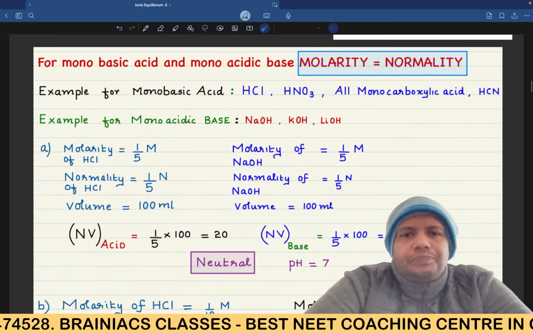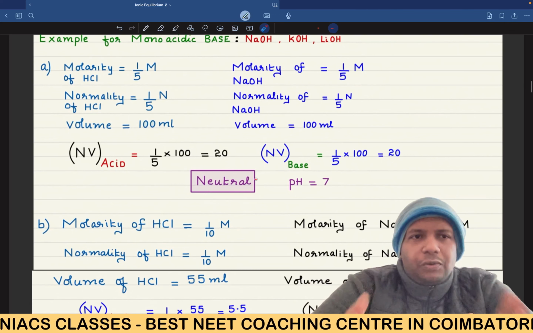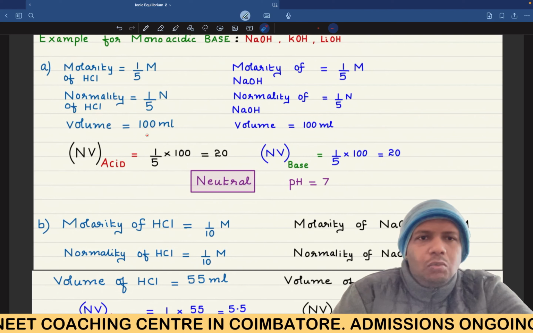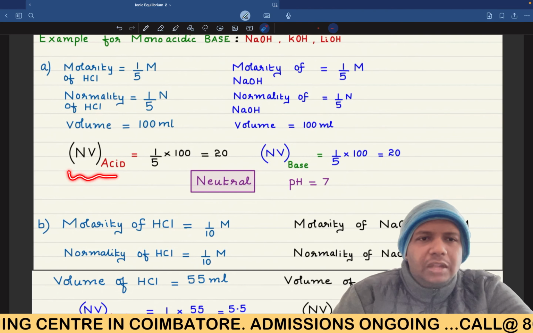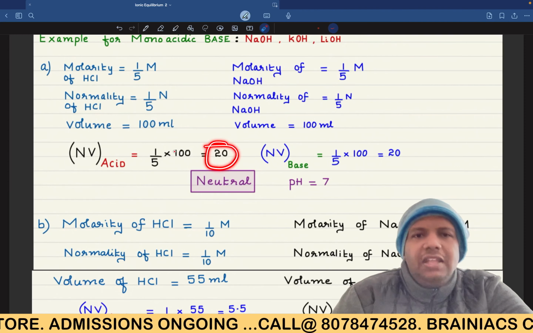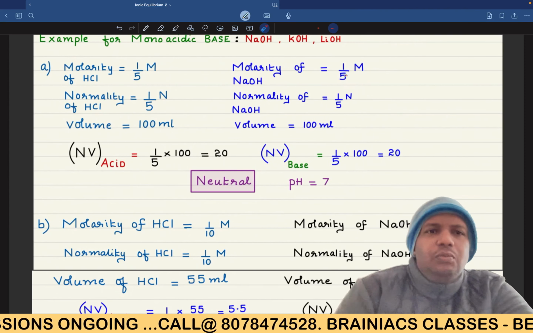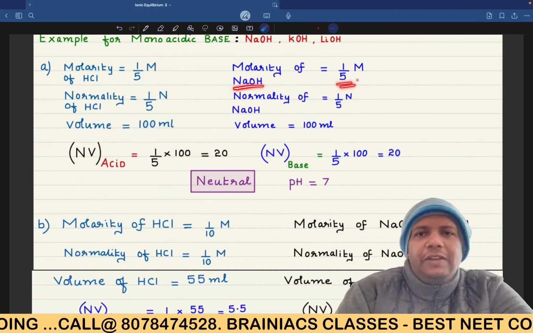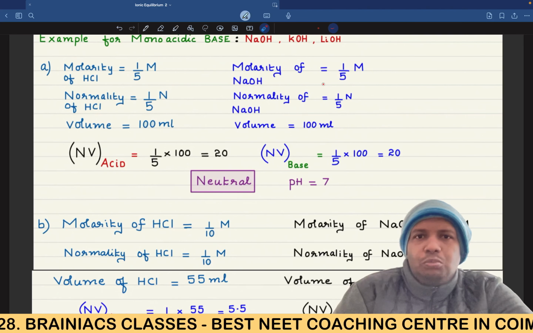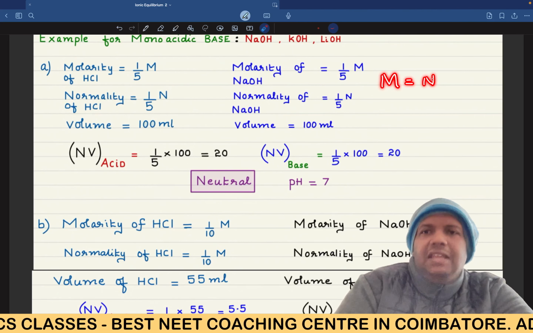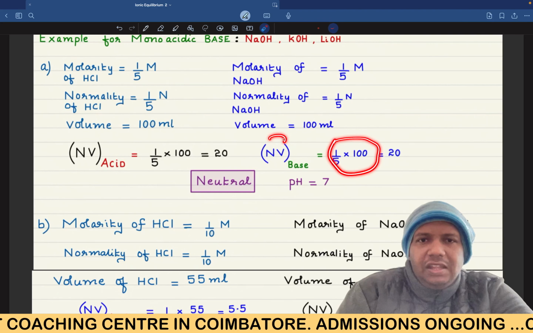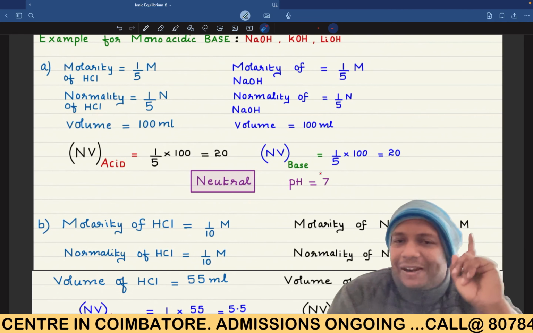Now I have explained in detail the first option: the molarity is 1 by 5, normality is also 1 by 5, and volume is given as 100. So NV of the acid is 1 by 5 into 100, which will become 20. Now we are doing it for NaOH. 1 by 5 is the molarity, and normality will be the same because it is a monoacidic base. Volume is given as 100 ml, so 1 by 5 into 100 is NV of the base, and that is also 20. We also predicted the same, right?